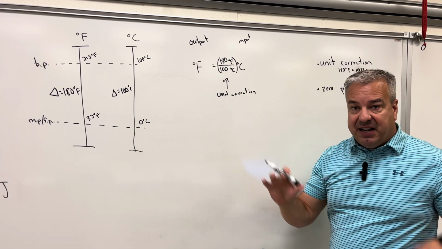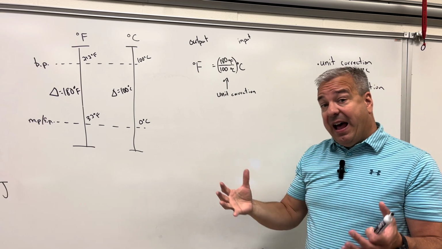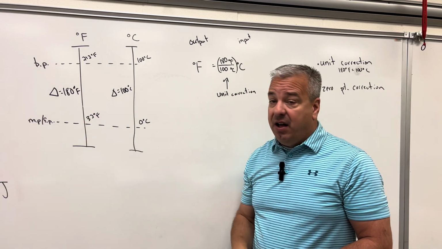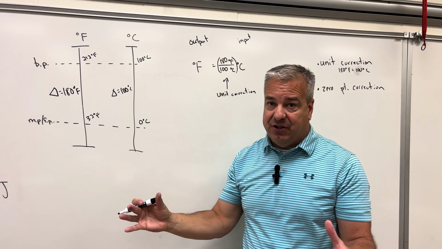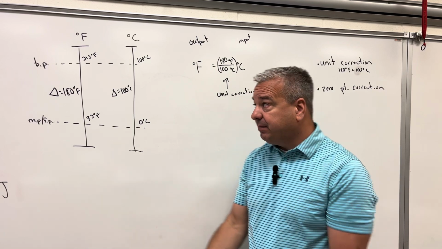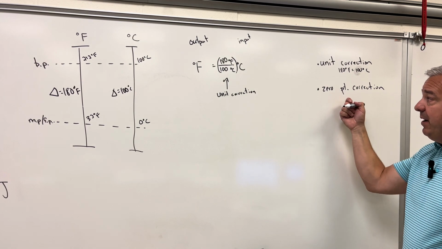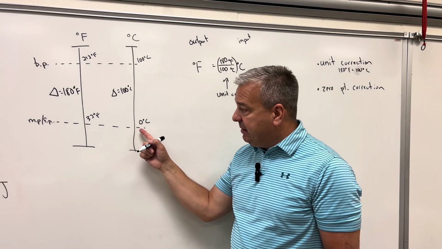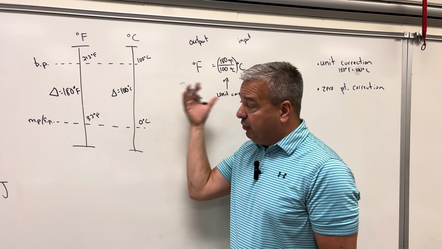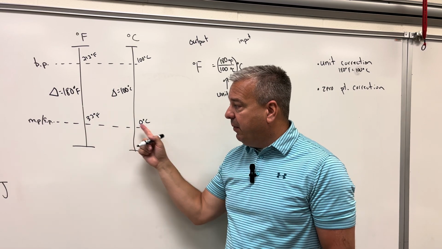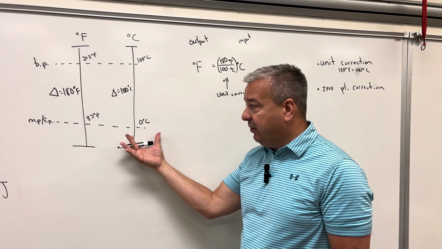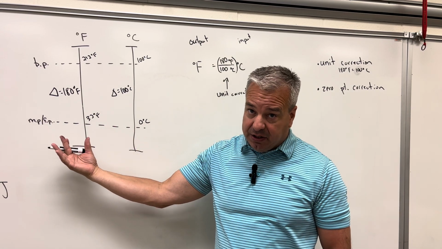So right here takes care of the fact that a unit of Fahrenheit is not equivalent to a unit of Celsius. So I have my unit correction in my equation. The next thing I need to worry about is my 0-point correction. The 0-point correction needs to be included in here because their starting points are not the same. As you can see, degrees Celsius starts at 0 degrees, and this is already at 32.